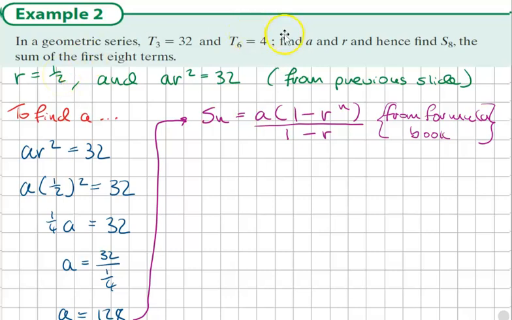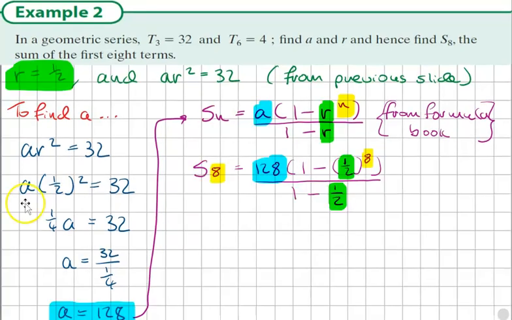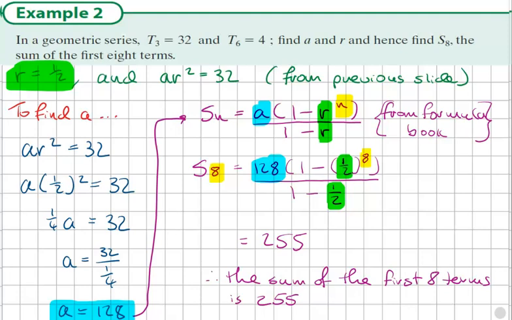So we know a is equal to 128 and we know r is equal to a half. Now we're going to use a and r to find S8, the sum of the first 8 terms. So we write out our formula from our formula book. No need to learn it off. Replacing the a with 128, the r's with a half, and the n's with 8, and into the calculator, 255. So the sum of the first 8 terms is 255.